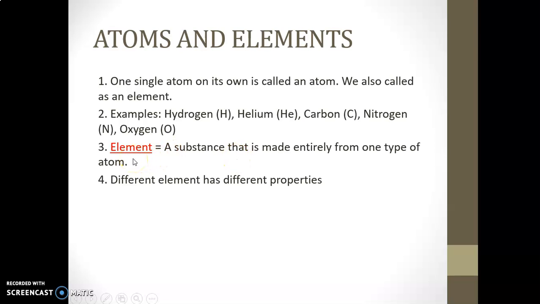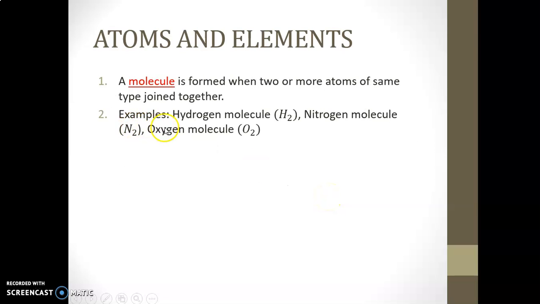So what is the definition of an element? It's a substance made entirely from one type of atom. Different elements have different properties. Moving on, what do you call a molecule? A molecule is when two or more atoms are joined, but they have to be of the same type. For example, in the hydrogen molecule, one hydrogen atom combines with another hydrogen atom forming a hydrogen molecule. The same goes for nitrogen: one nitrogen atom combines with another nitrogen atom forming a nitrogen molecule, and also the oxygen molecule.